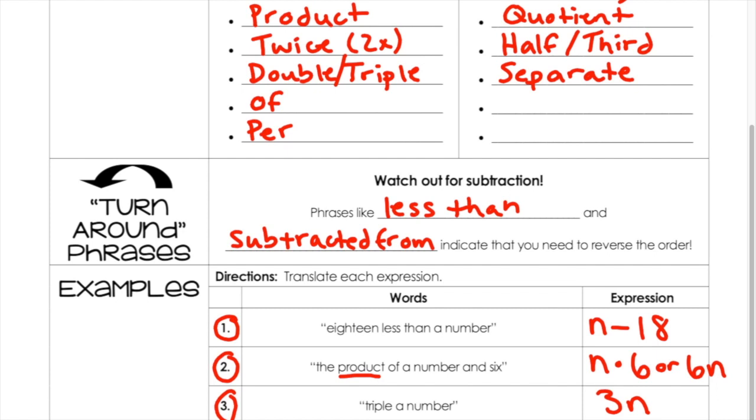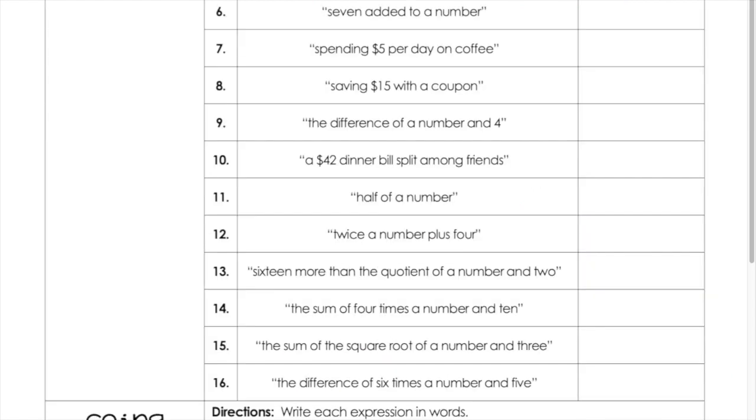Now let's look at the back of your page and look at a few more examples. Let's look at 11, 12, 15, and 16. Number 11 says half a number. Half means that we are dividing a number by 2. There are a couple different ways you can write this. We can either say 1/2 times n, because that would be half a number, or we can also just say n over 2. Either way is correct.